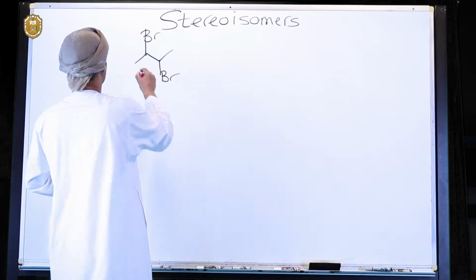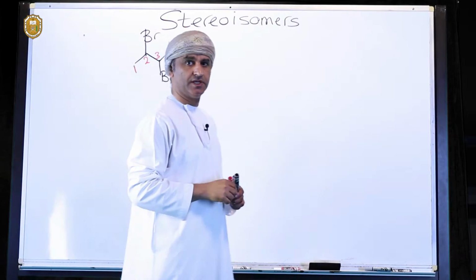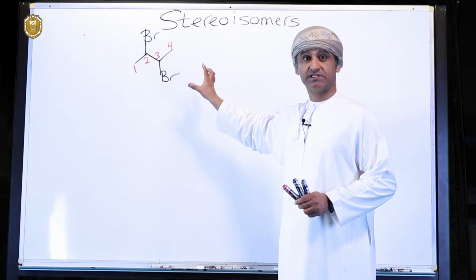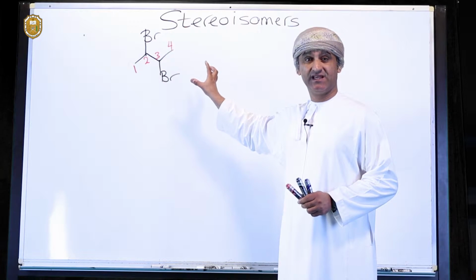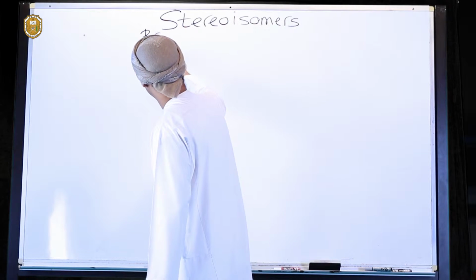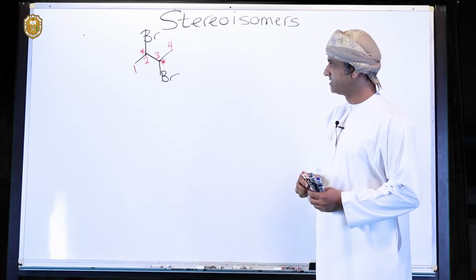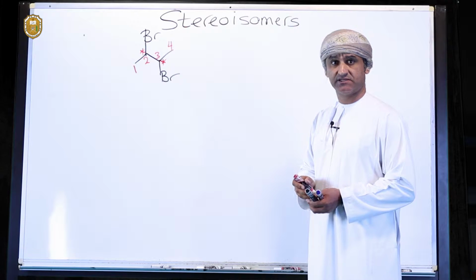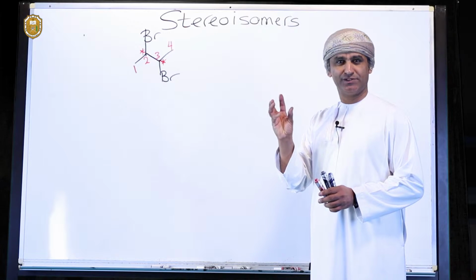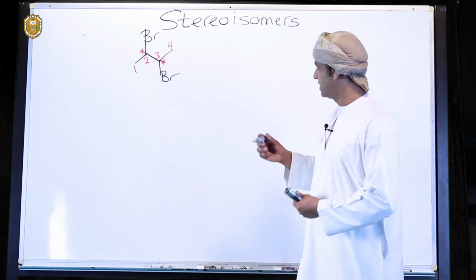So this is 1, 2, 3, 4, 2,3-dibromobutane. If you look at 2,3-dibromobutane, you will notice that this compound has two chiral centers. It has two stereo centers. This is, of course, one of them, and this is the other one. C2 and C3 are chiral centers. You might predict, following the formula 2 to the n, that there are four stereoisomers which we can write.